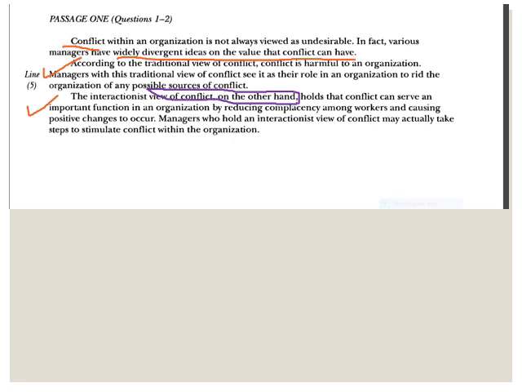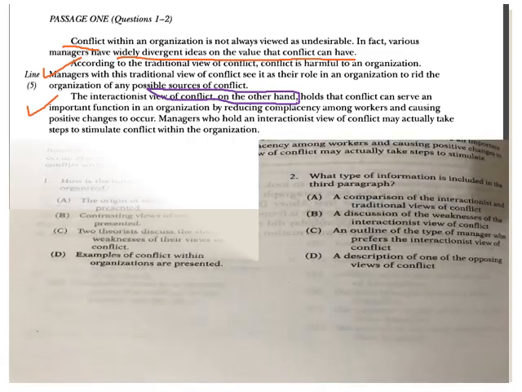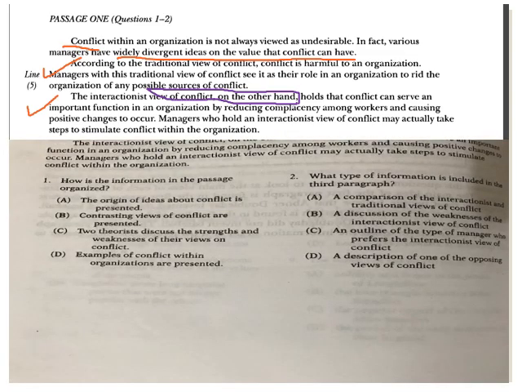Fine. So here we have our organization. If you have the main ideas, you can answer the questions so carefully and so quickly. Fine, let's go to the questions. Now the first one, how is the information in the passage organized? Now I told you, if you have this question, here you are asked about the information found in the passage as a whole, not in a specific paragraph.